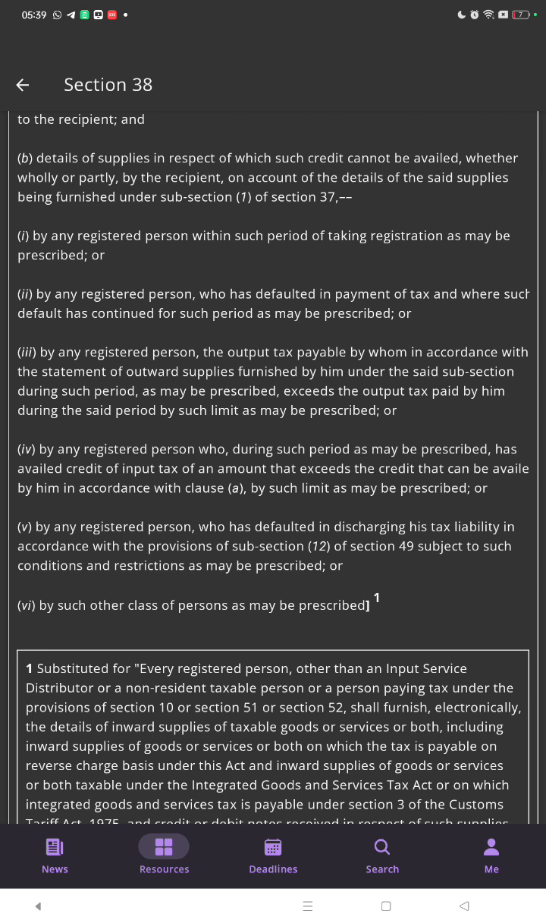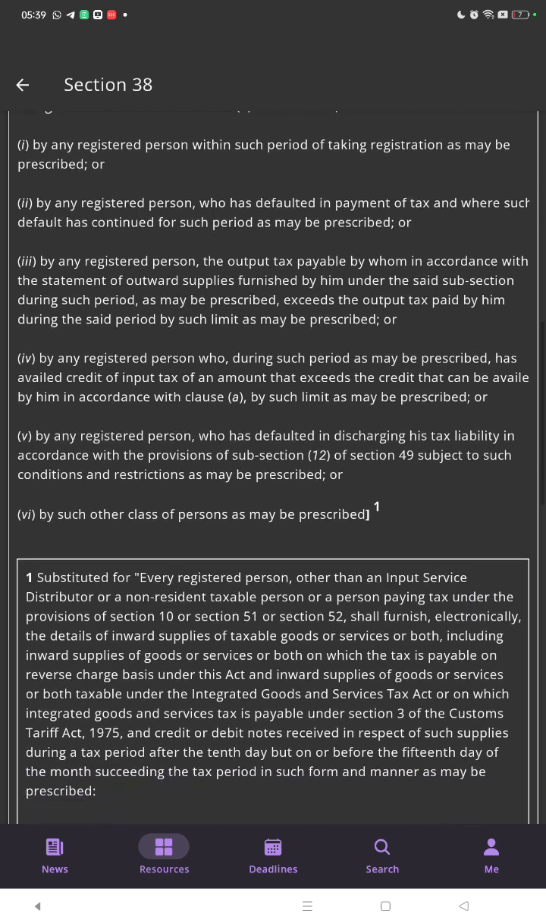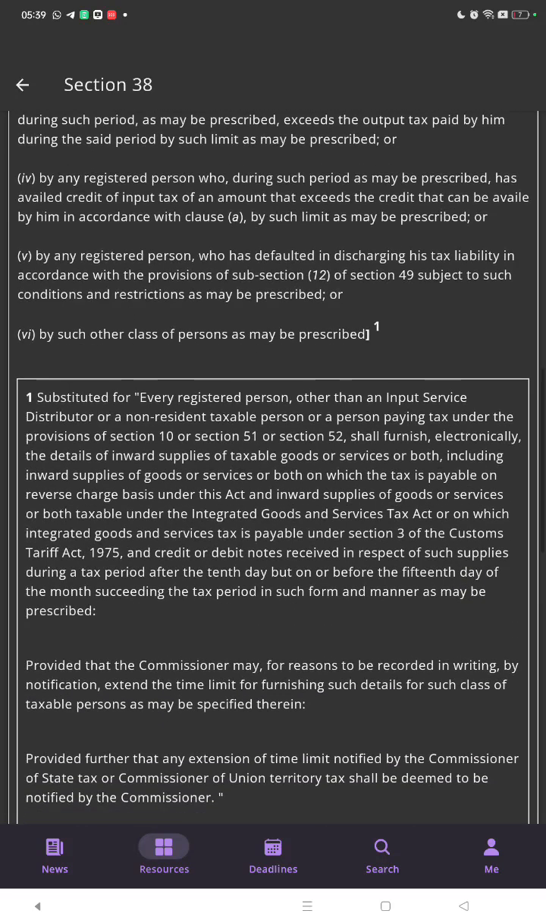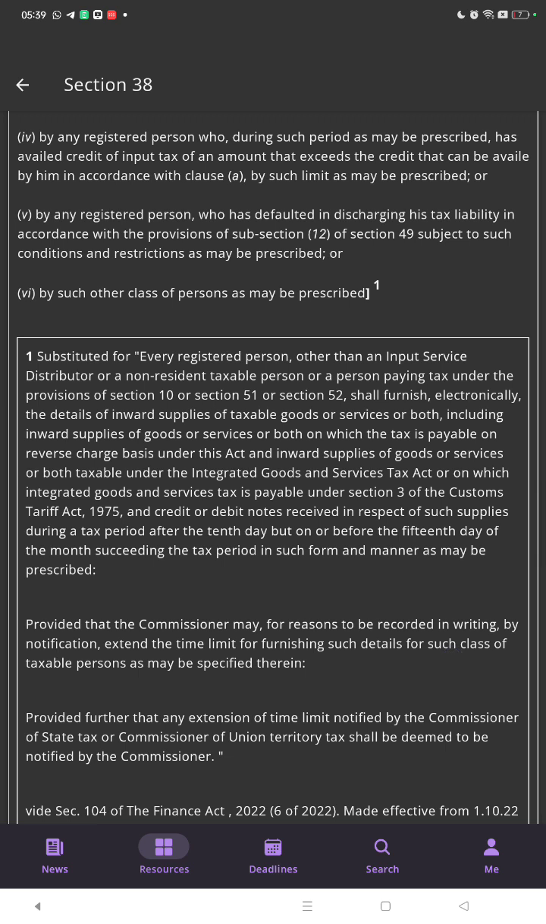Credit of input tax of an amount that exceeds the credit that can be availed by him in accordance with the clause, or by such limit as may be prescribed, or any registered person who has defaulted in discharging his tax liability in accordance with the provisions of sub-section 12 of section 49, subject to such conditions and restrictions as may be prescribed, or by such other class of persons as may be prescribed.